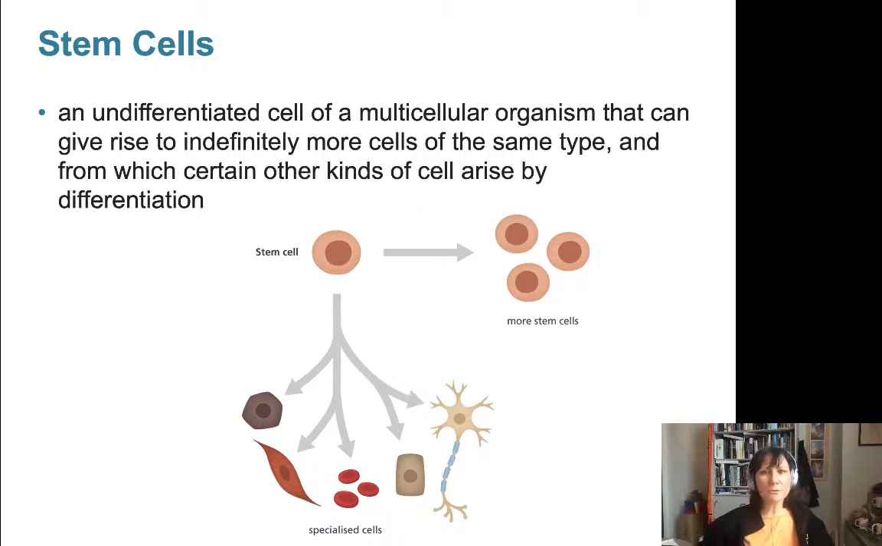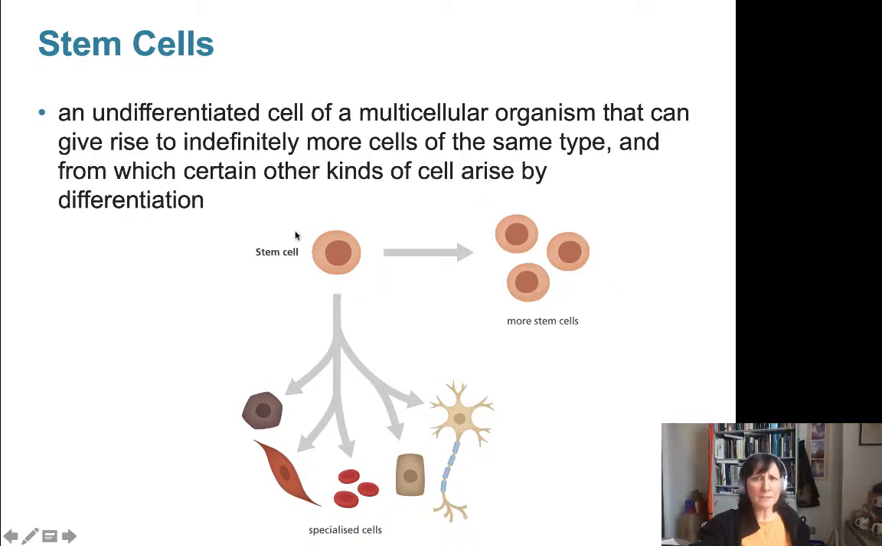In order to understand development in general and the genetic control of development, you need to have some key concepts under your belt. So the first is stem cells. Stem cells are defined here as being an undifferentiated cell of a multicellular organism that can give rise to indefinitely more cells of the same type, and from which certain other kinds of cells arise by differentiation.